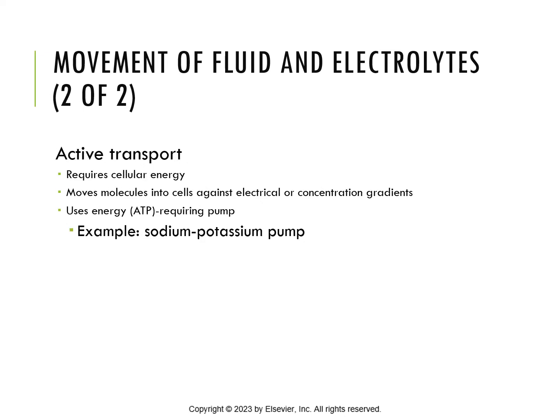In contrast to diffusion, osmosis, and filtration, active transport requires cellular energy. This can move molecules into cells, regardless of their electrical charge or the concentrations already present. Active transport might move substances from an area of lower concentration to an area of higher concentration. Amino acids, glucose, iron, hydrogen, sodium, potassium, and calcium are all moved through the cell membrane via active transport.